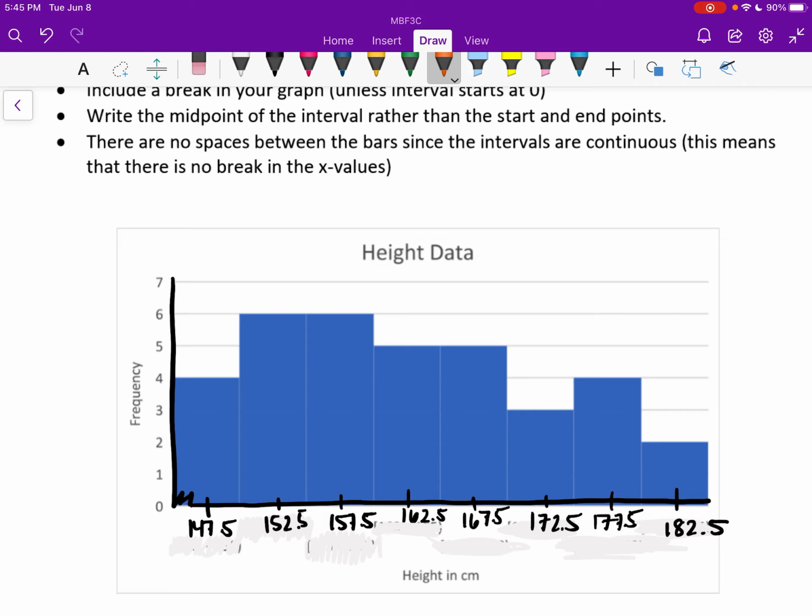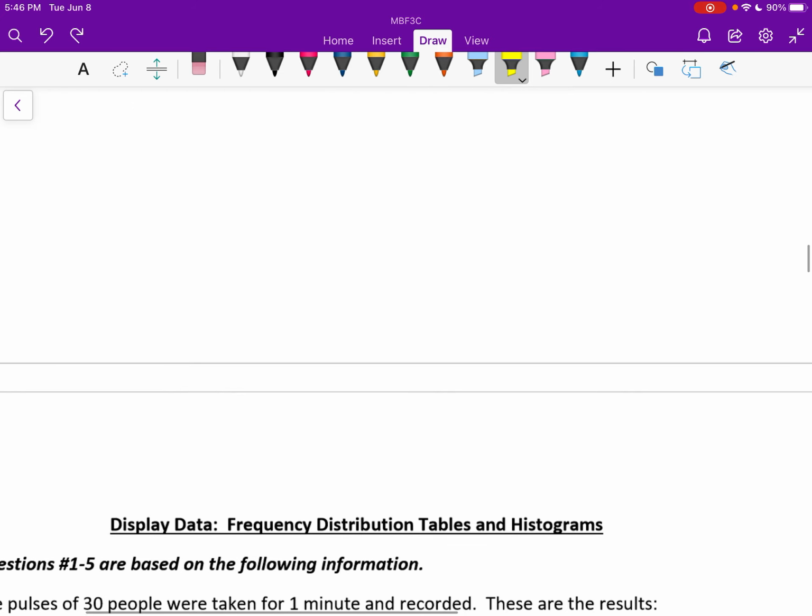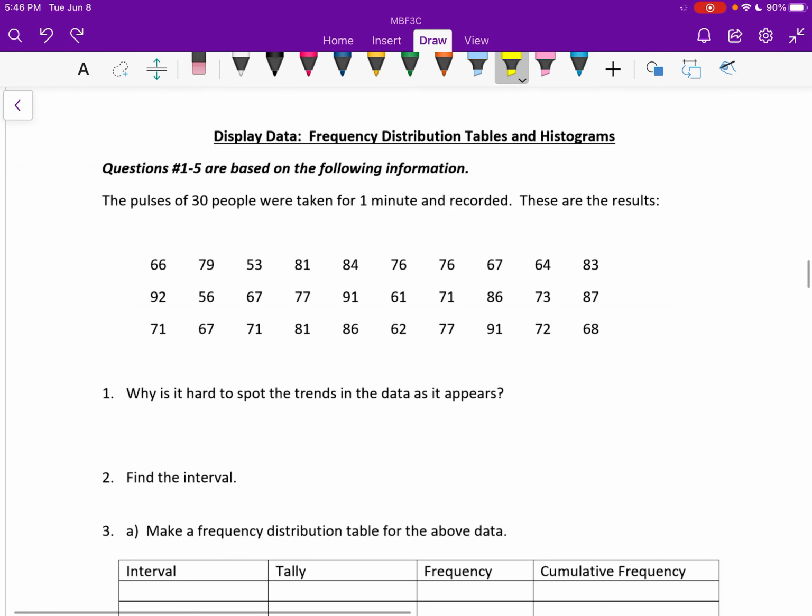You need to make sure that you have a title. So we could write height data, whatever your title for your graph might be. You have your x-axis and your y-axis all labeled as well. So it's just important to make sure that you have all those parts of your graph, right? So let's do a few more by yourself. This is a great time to pause the video, go through and just use the steps to figure out how you would like to do this, and then we can take them up together.